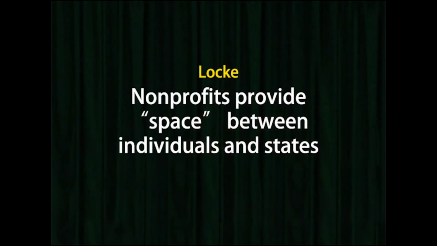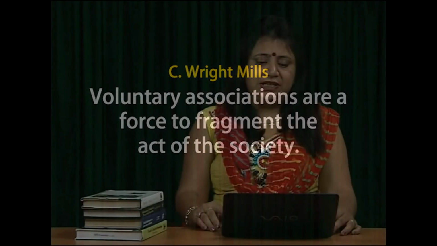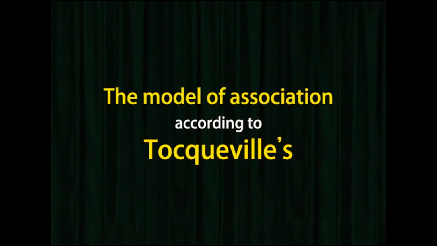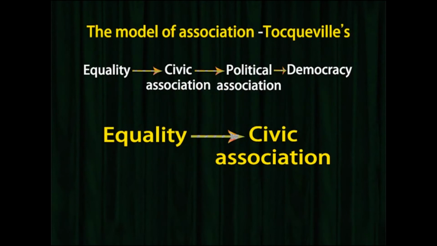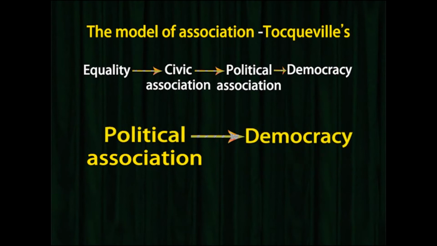The non-profits provide a space between individuals and states, according to Locke. According to Wright Mills, it is the voluntary associations that are a force to fragment the action of the society. So we have to genuinely transform this concept in terms of a model. The model of association, according to Tocqueville, says we have equality converted into civic association, converted into political association, and political association converted to a democracy. So these are the kinds of parameters by which entrepreneurship is designed in terms of social aspects. Social aspects design the social capital.